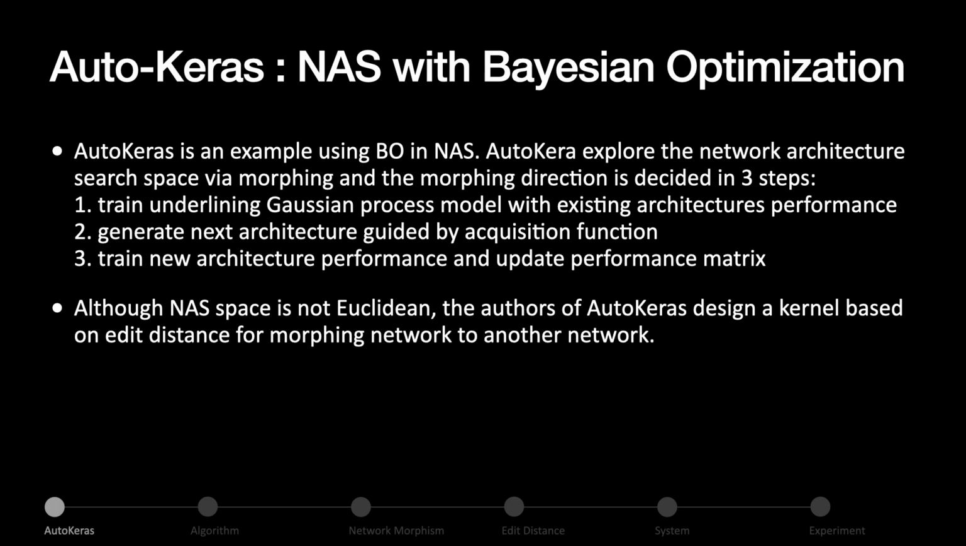In AutoKeras, the morphing direction is decided in 3 steps. 1. Train the underlying Gaussian process model with existing architecture performance. 2. Generate the next architecture guided by our defined acquisition function. 3. Train the new architecture and update performance metrics. Although the NAS space is not a Euclidean space that could easily be used by conventional algorithms, the authors of AutoKeras designed a kernel for the Gaussian process that is based on the edit distance for morphing one network into another.